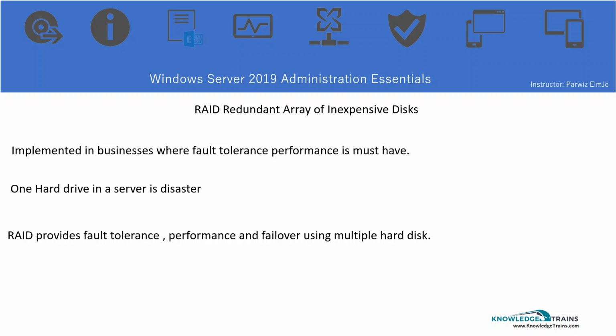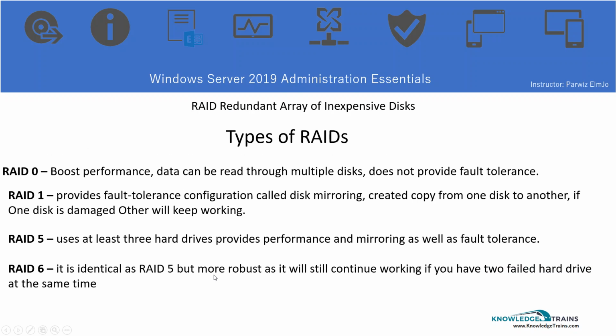But RAID actually comes in different flavors, so when configuring RAID, you need to understand the different types of RAID that we have, and based on that, you can configure it. Again, RAID provides fault tolerance, it is good for performance, and it provides failover. There are different types of RAID like RAID 1, RAID 2, RAID 3, 5, 6, 10. But what we are going to cover here is four of them, which is RAID 0.